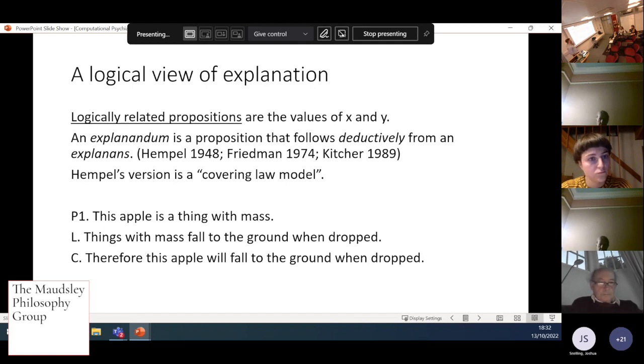So Hempel's version of this is a covering law model, right? Premise 1: this apple is a thing with mass. The law: things with mass fall to the ground when dropped. And the conclusion: therefore, this apple will fall to the ground when dropped.